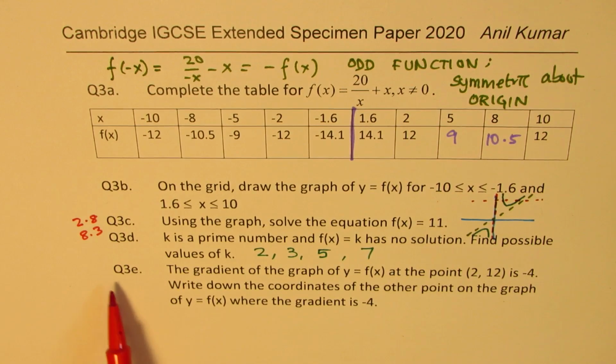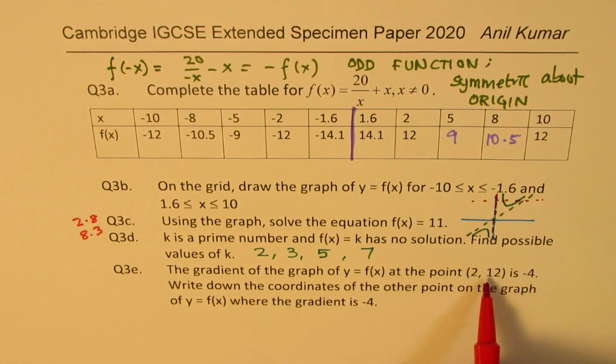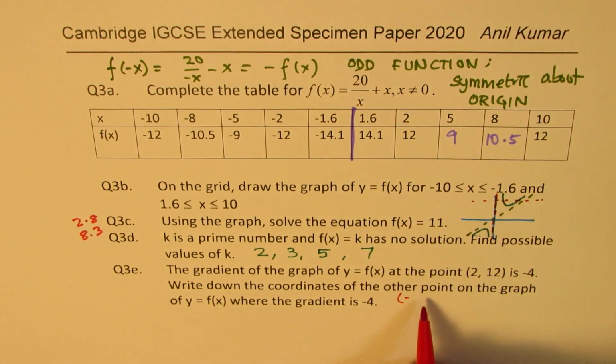Correct. 3e. The gradient of the graph y equals f of x at the point (2, 12) is -4. Write down the coordinates of the other point on the graph where the gradient is -4. What should be the other point? Now from the symmetry, you could easily say what the other point should be, right? Since the two graphs are symmetric. Does it make sense to you, right? So that is how understanding symmetry helps, correct? So we will say the other point is (-2, 12).